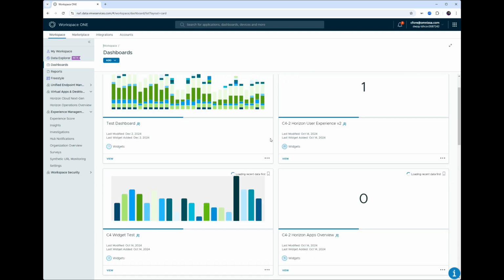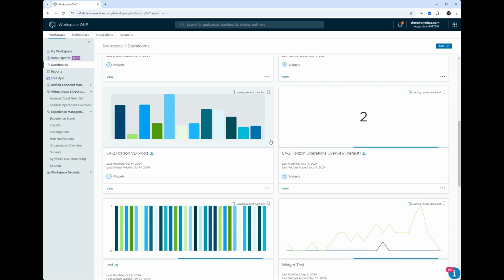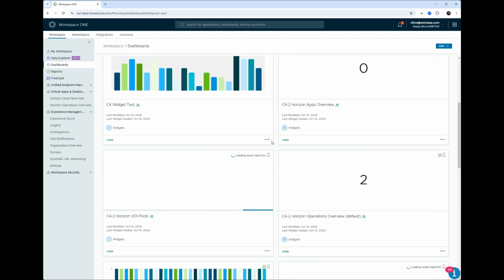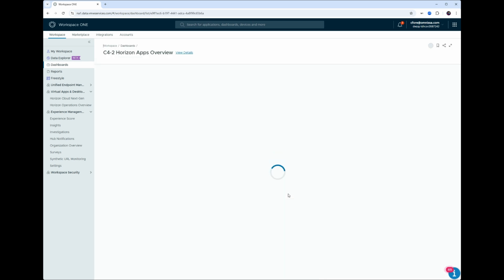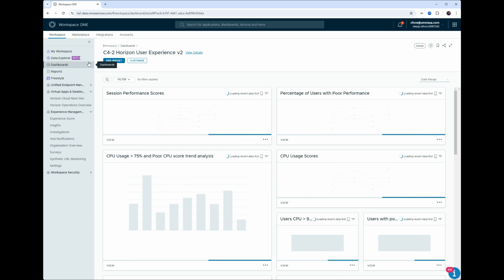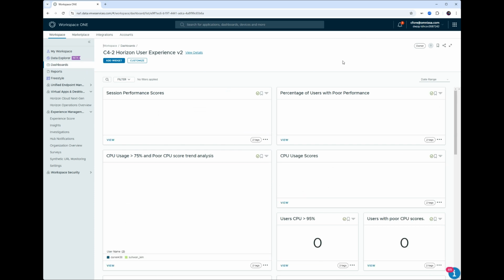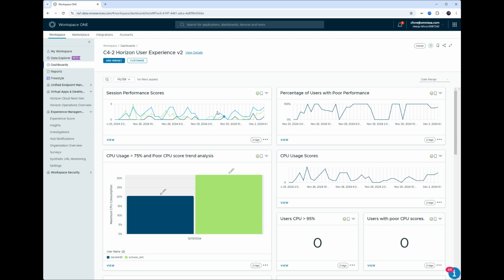Just to show one more example before we conclude this particular video. So again, we talked about operational insights, we talked about application insights. In this dashboard, we're simply looking at user experience scores. Up top, you'll notice how we prioritize trending information. How many users have poor scores versus good and neutral? What percentage of users have poor performance? So at the top, this tells me whether there is something I need to dig into further.